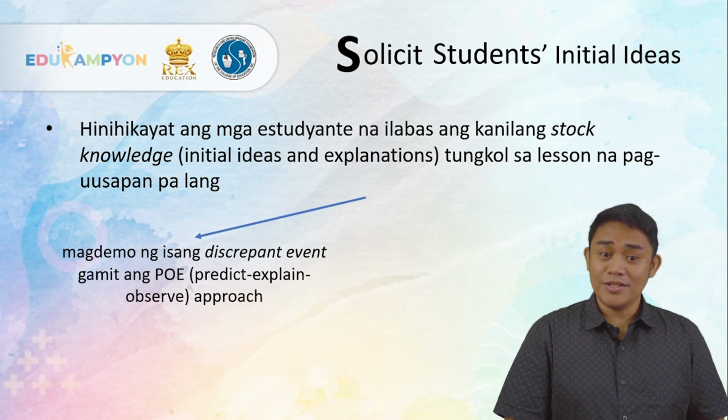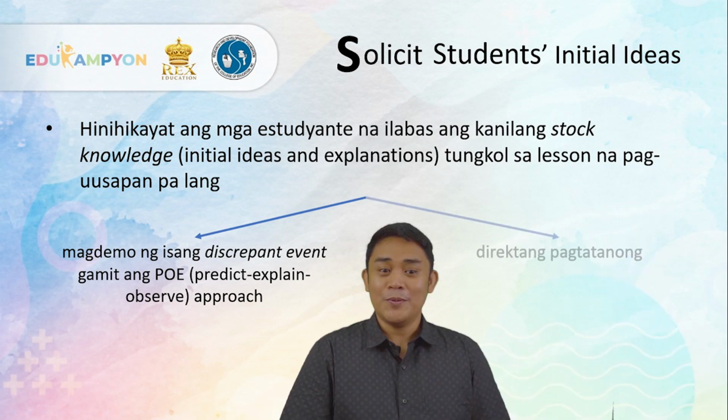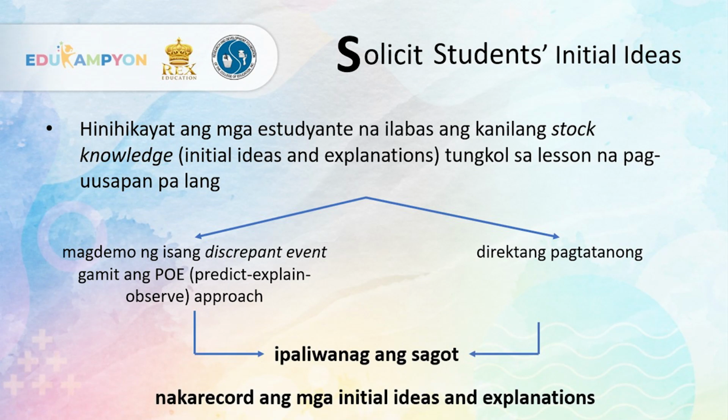Maaaring mag-demo si teacher ng isang discrepant event gamit ang POE approach o Predict, Observe, Explain na sikat sa mga sciences. Pwede rin ang direktang pagtatanong. Magbibigay si teacher ng isang tanong na sasagutin naman ng mga estudyante. Ano man ang paraan na gagamitin, dapat hikayatin ang mga estudyante na ipaliwanag ang kanilang sagot. At importante sa solicit stage na naka-record ang mga initial ideas and explanations.